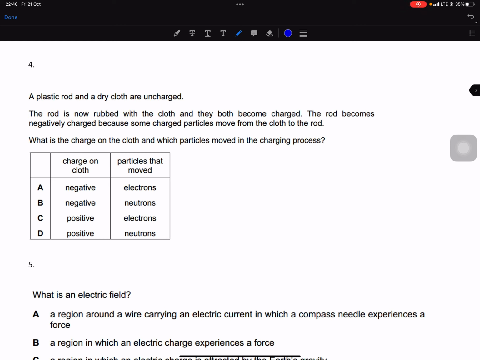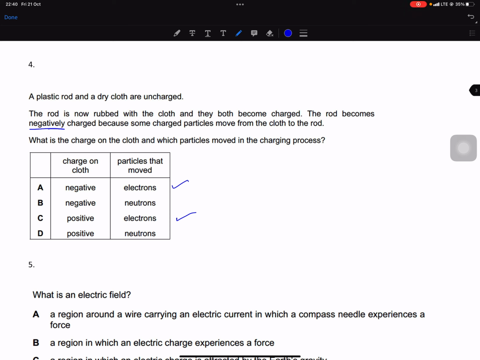Question number 4. A plastic rod and a dry cloth are uncharged. The rod is now rubbed with the cloth and they both become charged. The rod becomes negatively charged because some charged particles move from the cloth to the rod. Now listen to me. The charged particles are electrons, so it's either A or C. It becomes negatively charged, so we want the charge on the cloth. The electrons would move from the cloth to the rod.